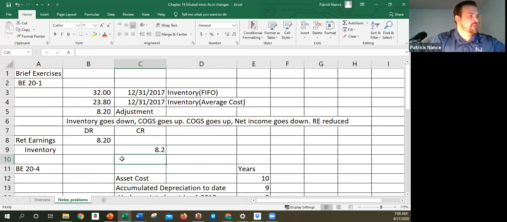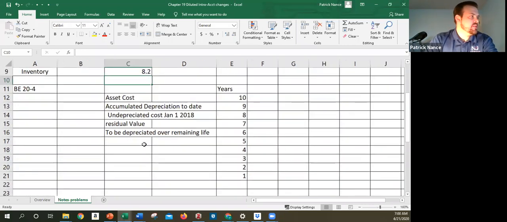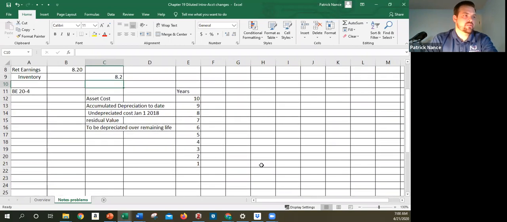Okay, now I want to look at brief exercise 20-4. And this one's going to be a little strange because we don't deal much with sum of the year's digits, so I'll do a short review on how to figure sum of the year's digits for a depreciation method. But let's read the problem real quick first.